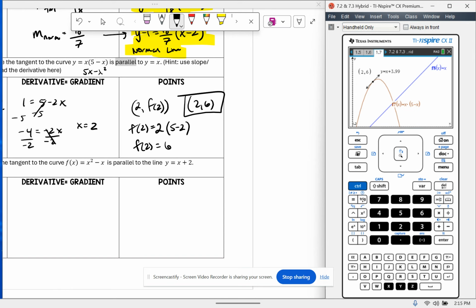But do you see how at 2, 6, there is a tangent line that has a slope of 1, right? So that's what you found. You found the point on the curve where the two lines are parallel, right?